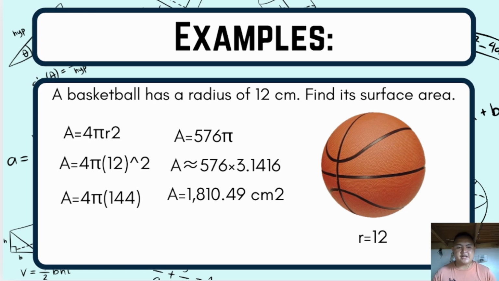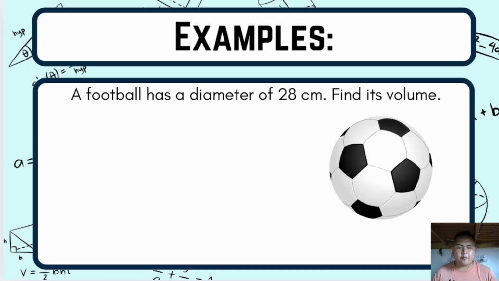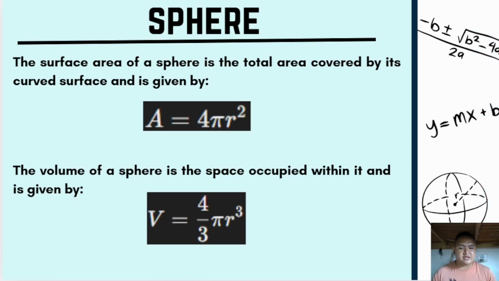So let's have another example. A football has a diameter of 28 centimeters. Find its volume. So in our definition, the volume of a sphere is space occupied within it and is given by volume is equals to 4 thirds pi r cubed. So we are gonna use volume is equals to 4 over 3 pi r cubed.